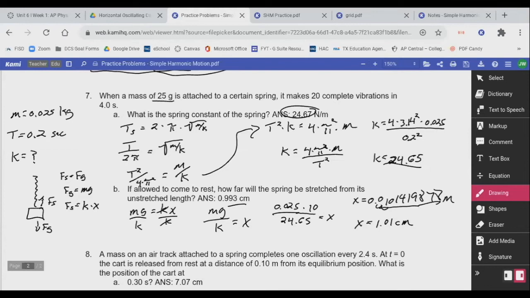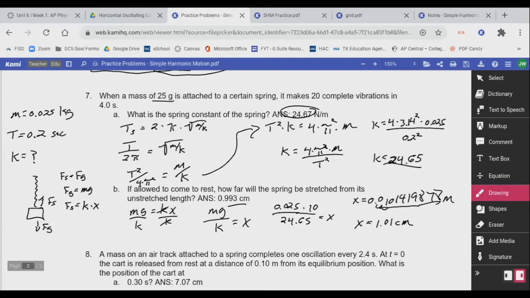Mr. Watley, yeah, what's up? Are we commonly going to see problems like this where we have to recall drawing a free body diagram and finding the force of gravity and stuff like that? Yes. And you're going to get a ton of practice of that.